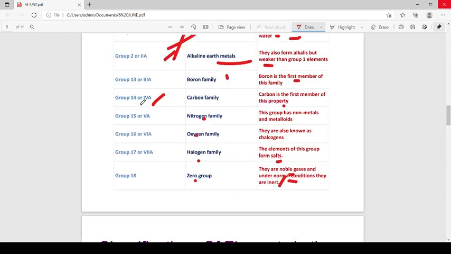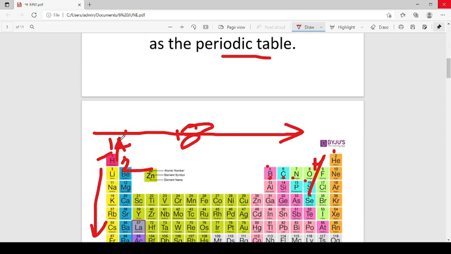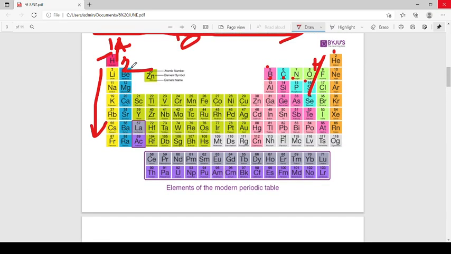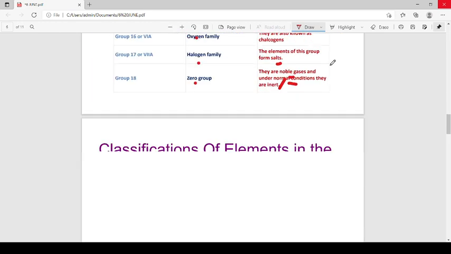Okay, so we have seen that there are a total of 18 groups. Group 1 or 1A are called the alkali group. Group 2 or 2A are the alkaline earth metals. Group 13 is the boron family. Group 14 is the carbon family. Group 15 is the nitrogen family. Group 16 is the oxygen family. Group 17 are the halogens. And group 18 are the zero group or the noble gas elements.